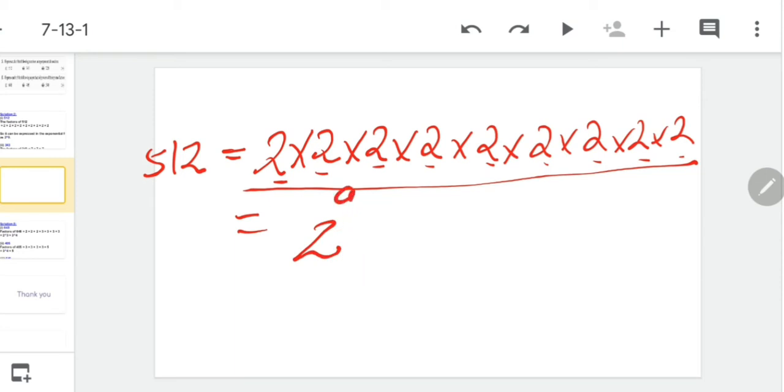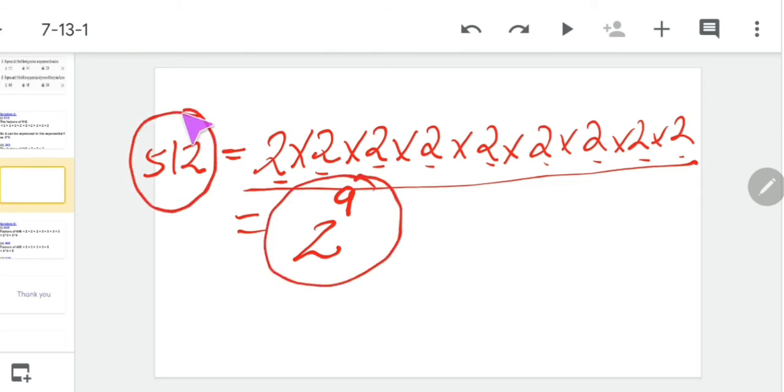2 having power 9. So you can see here, this is the exponential form for 512, and you can also see that it is the prime factor of 512, right? 2 is the prime number and it is the factor of 512.